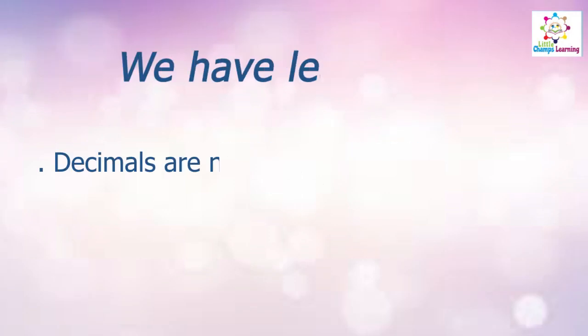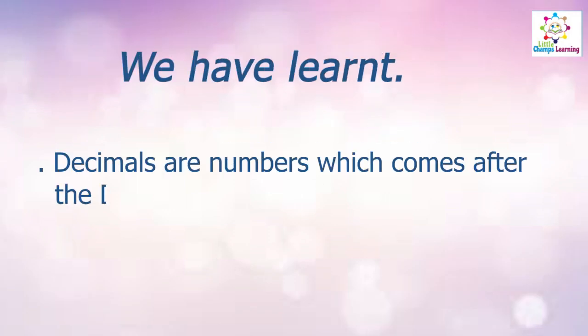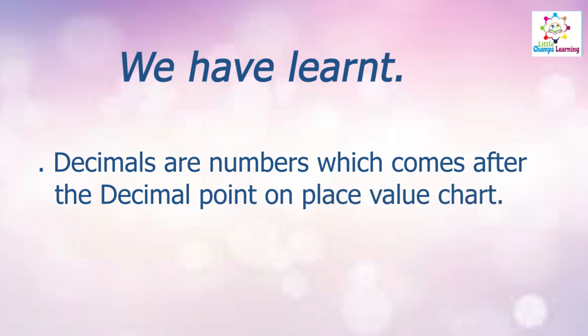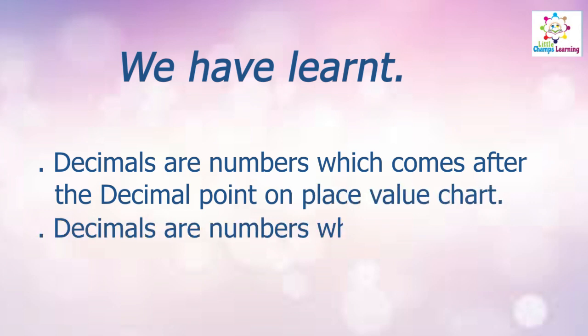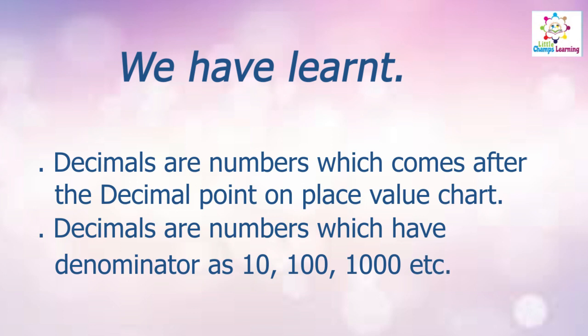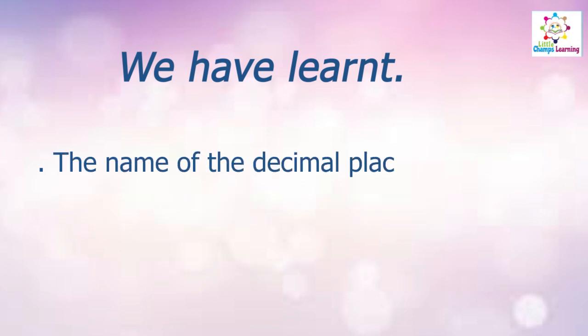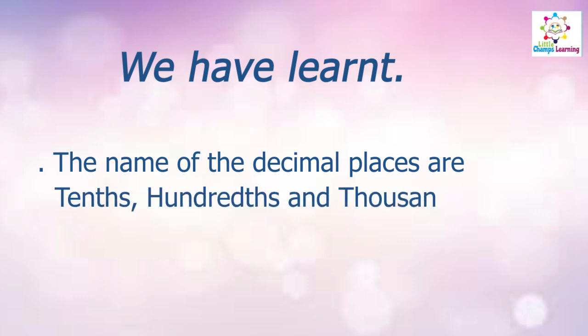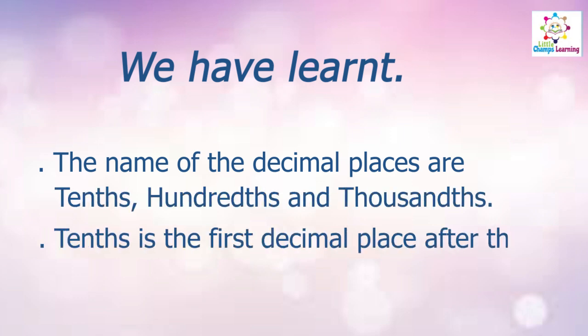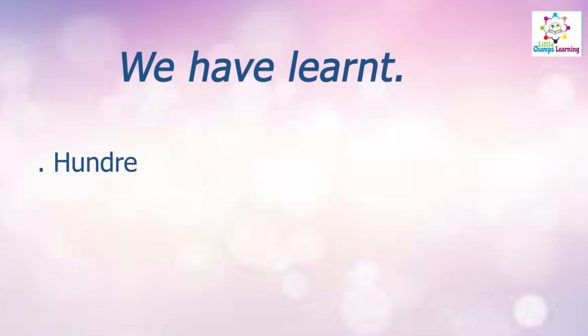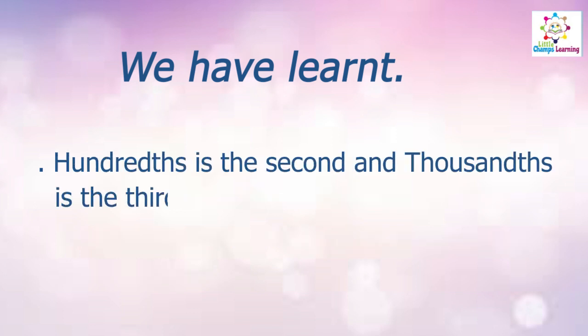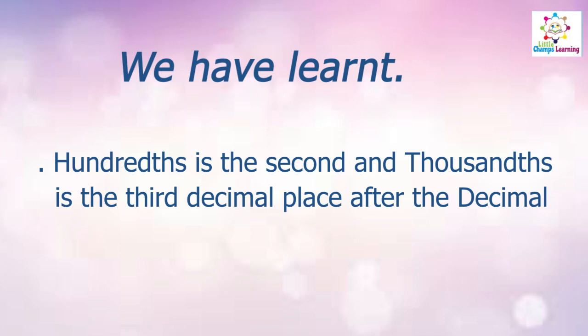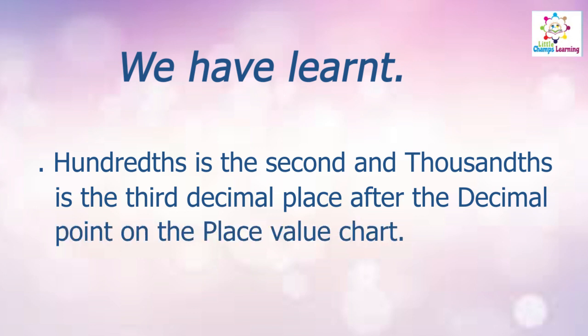We have learned decimals are numbers which come after the decimal point on the place value chart. Decimals are numbers which have denominators 10, 100, 1000. So they are special types of fractions having denominators 10, 100 and 1000. The names of decimal places are tenths, hundredths and thousandths. Tenths is the first decimal place after the decimal point, hundredths is the second and thousandths is the third decimal place after the decimal point on the place value chart.